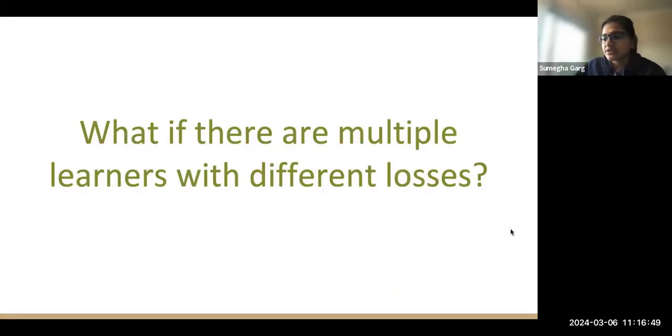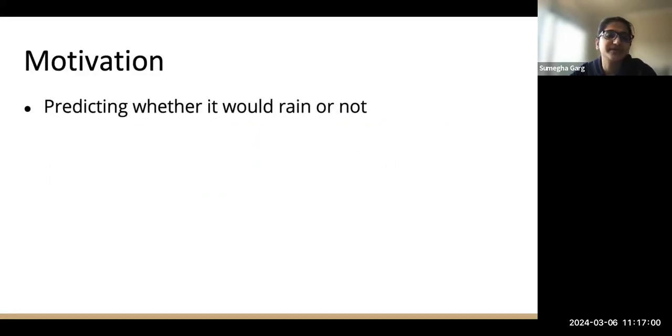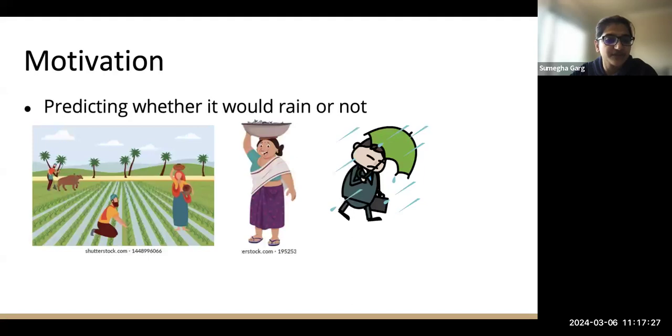Okay, so now the question is, what if there are multiple learners with different losses? The motivation for asking this question is, let's say we want to predict whether it would rain today or not. This is a classic example for online learning, because every day you are predicting whether it is going to rain or not, and then you see the loss incurred that day itself. This kind of prediction might be done by multiple agents.